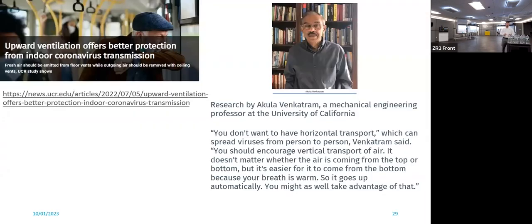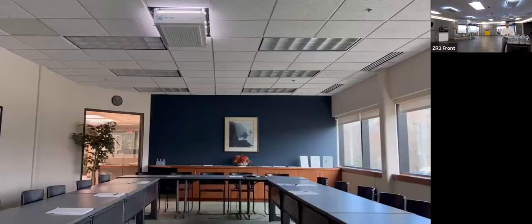So what do we do? We, again, want to use the thermal plume. Dr. Akula at the University of California did a tremendous amount of research, and his article is right here in the citation, on the risk of horizontal transportation of viruses and how upward ventilation is the best way for proper mitigation and the overall strategies to improve indoor air quality. So let's watch how this works.